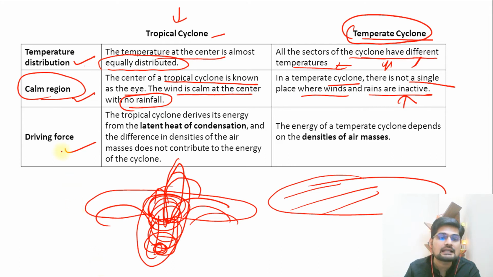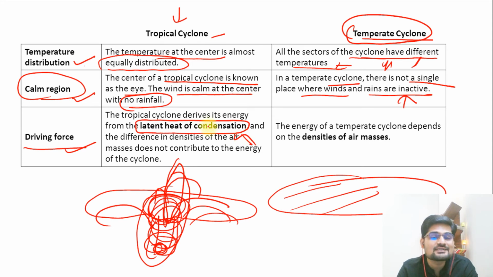That is important. Then in terms of driving force, remember, it is driven by latent heat of condensation, and we have discussed that in detail, right? So what is latent heat? The hidden heat which is released when you have cloud formation and when moisture is released by the condensation process.